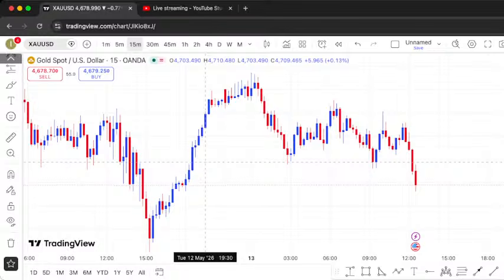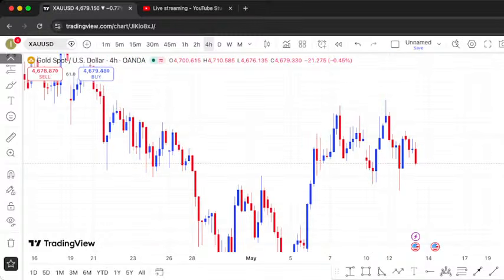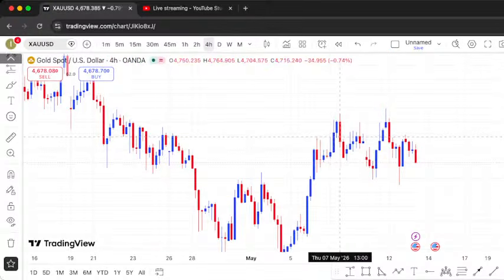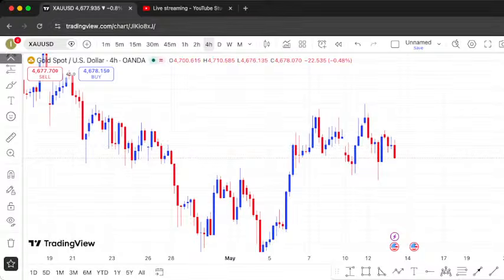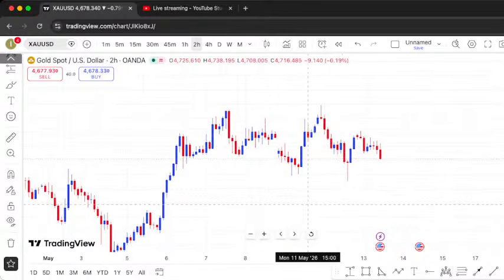I would like to go to a higher time frame to see the overall trend, and to see our prediction and where our entries will be, so that we can be ahead of the market. So this is gold on the daily and the 4-hour time frame. On the 4-hour time frame, gold is very bearish. On the 2-hour time frame, the same thing. The market is very bearish.